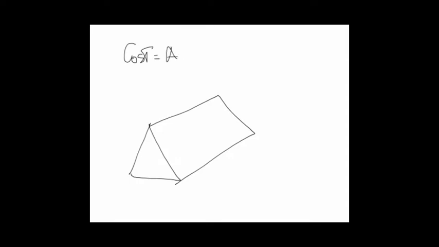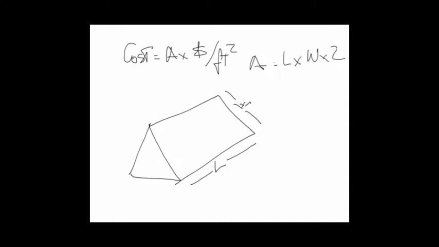Let's suppose that we want to calculate the cost of a triangular shaped roof, and we will say that the cost of this roof is going to be equal to the area times the cost per square feet. So we need to find out the area, and the area is going to be the length of the roof multiplied by the width of this roof, right? So we have the length times the width and times 2, because we're going to have that same area on both sides of this triangle.